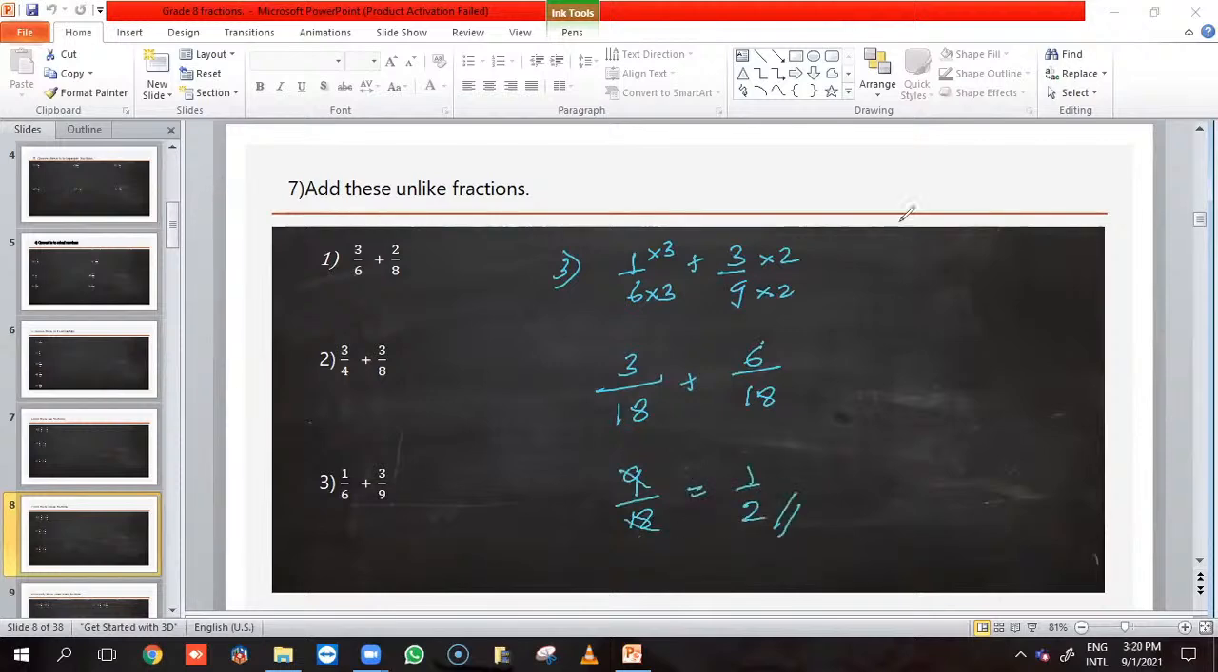Yeah, straightaway it came. We'll see the first method. We didn't get the answer. Yeah, that is also half. 27 and 27.